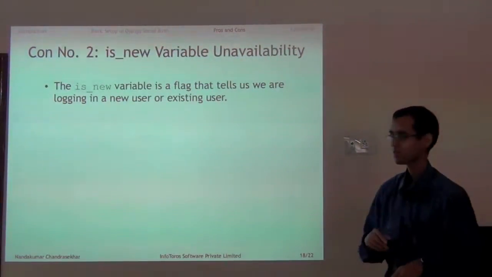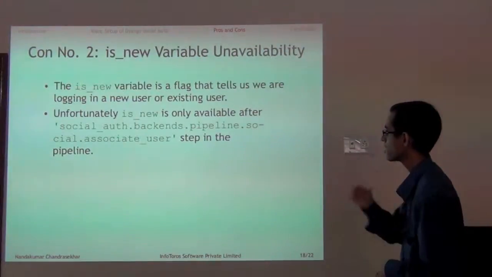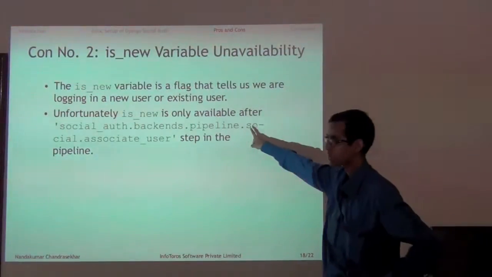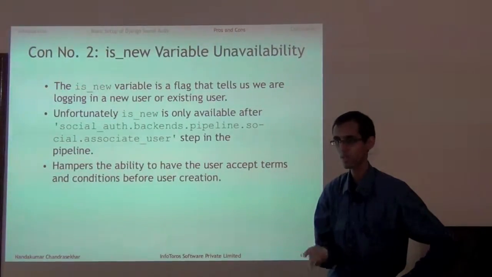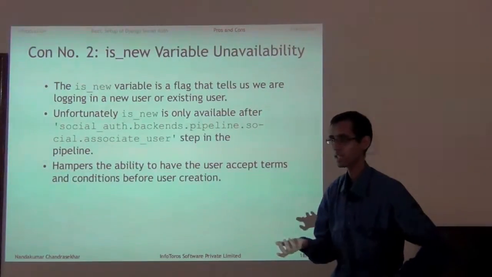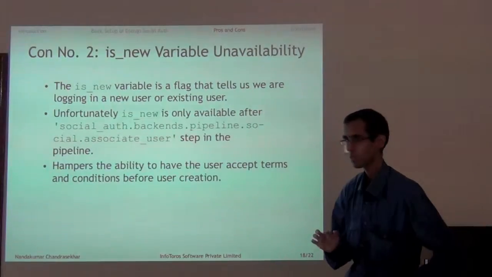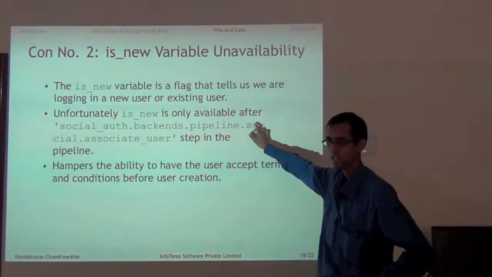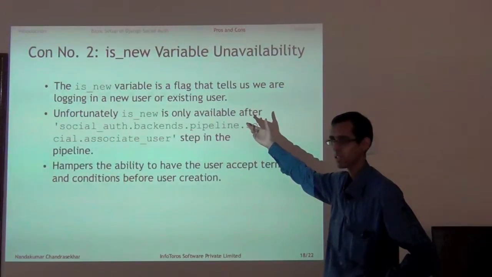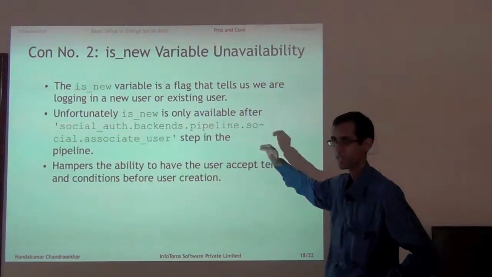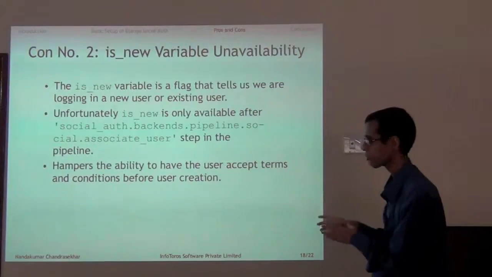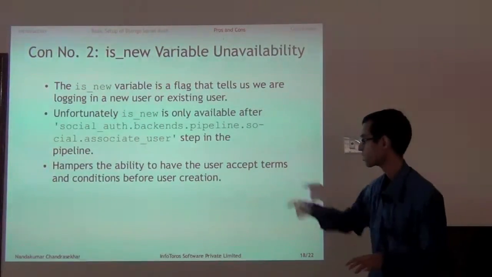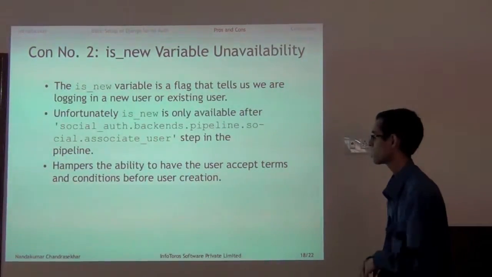So after this point in the pipeline, is_new will be set to true if it's a new user. It's initialized by default to false. So until you reach this step, you think that the user is an existing user. So you cannot do anything before this step. You can only do all the user processing based on a new user after this.